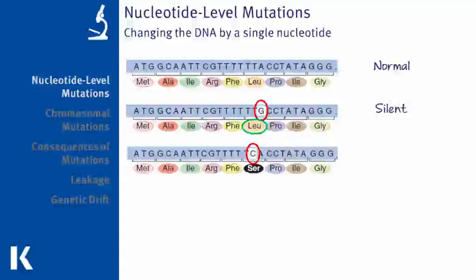Here, a cysteine replaced a thymine, and instead of coding for leucine, this three-nucleotide combination codes for serine. This is known as a missense mutation because now the protein is affected by the mutation, and chances are it won't function exactly as it should.